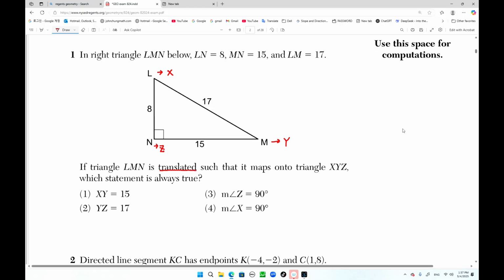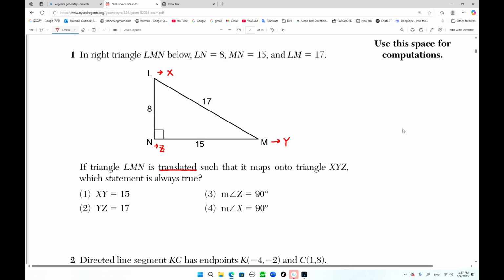Translation is a rigid motion. They preserve distance and angles, everything. And also they keep the orientation too. All right, so which statement is always true?